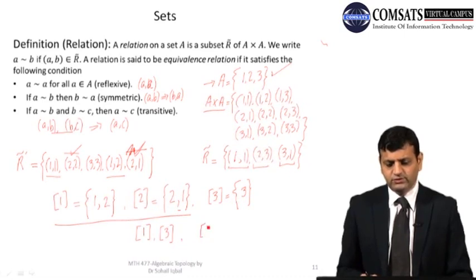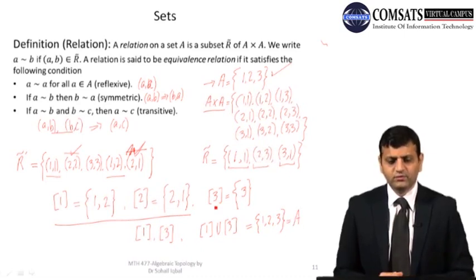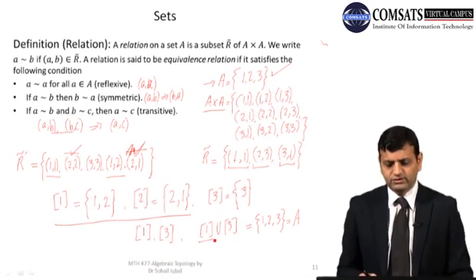Also, if I take the union of the equivalence class of 1 with the equivalence class of 3, then this is exactly equal to {1, 2, 3}, which is the set A. So as I said earlier, one use of an equivalence relation is to divide A into a disjoint union of classes. In this example, we have divided this set A into a disjoint union of two classes.